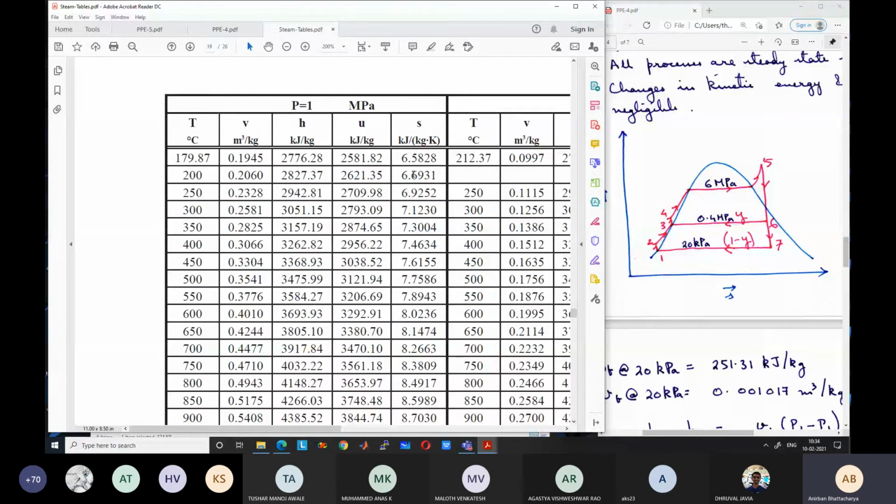Is it clear to everyone what I am trying to say? Try to solve the same problem, but with feed water heater pressure as 1 MPa instead of 400 kPa. Try it after the class or before the next class, and see what the efficiency is. Another option is to solve the same problem without any feed water heater, like a simple Rankine cycle, and see what the efficiency is. Good question. Any other question?